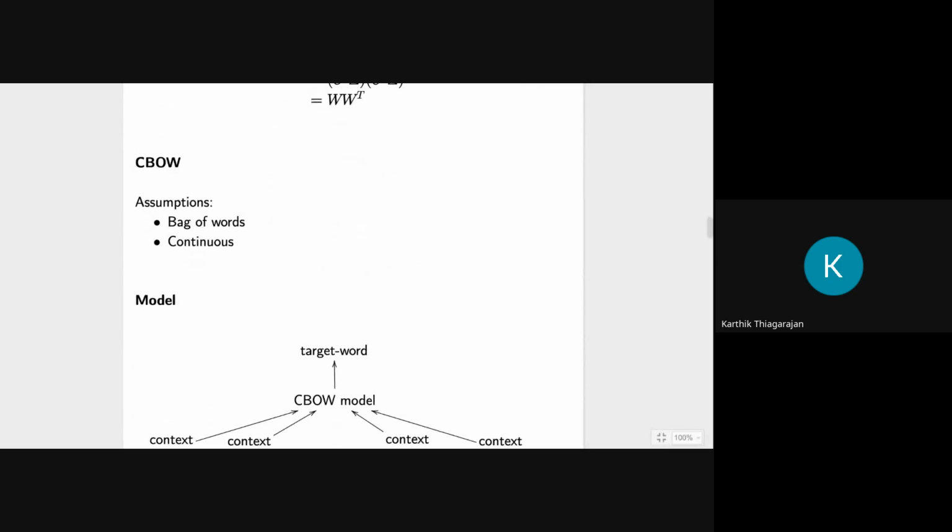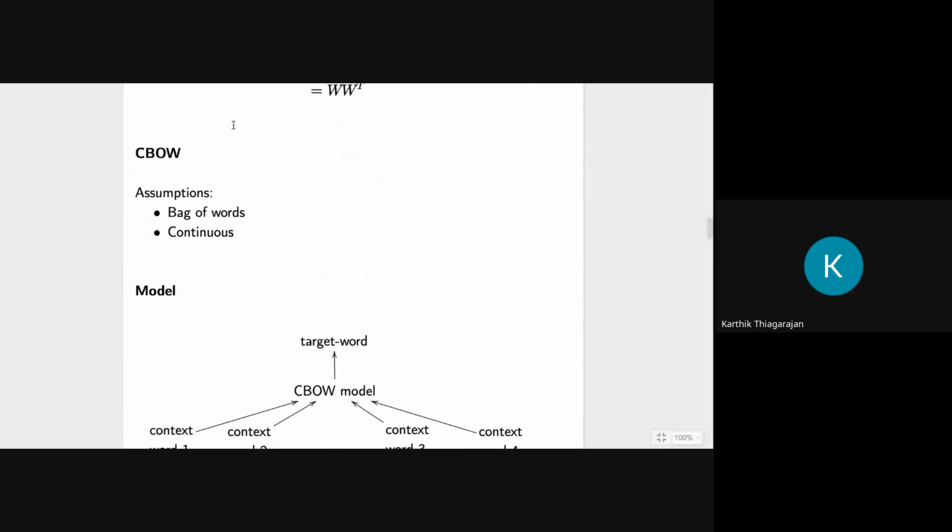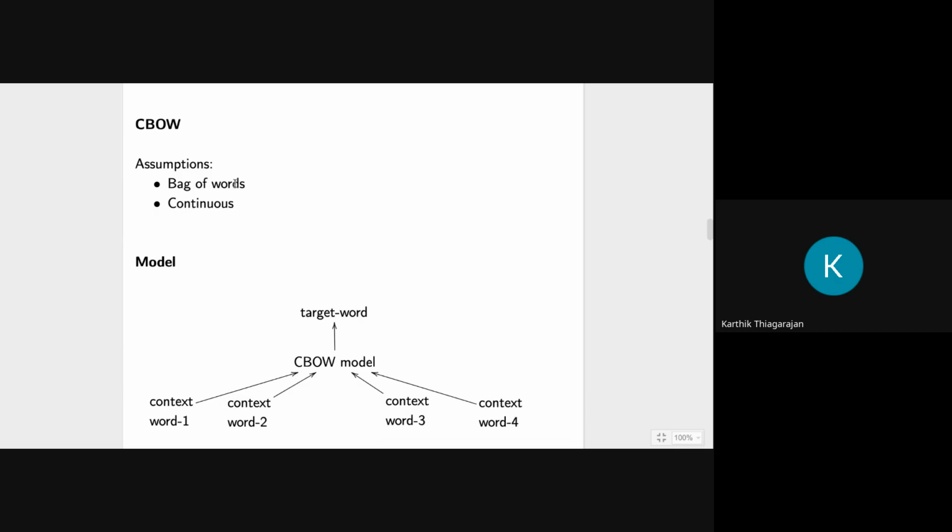Now CBOW, that's the next one. So what is CBOW? It is continuous bag of words. It uses two assumptions. One is that you are treating your corpus, or your sentence rather, as a bag of words, meaning the order doesn't matter. You are not interested in what word follows what. The only thing you care about is which word is in my context and which word is not. That is called the bag of words assumption.